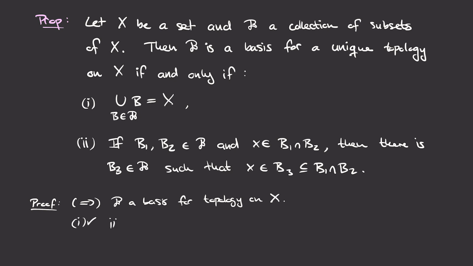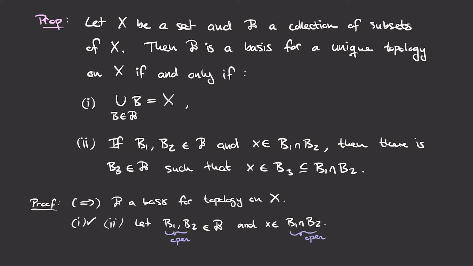Let's move on to the second condition, which says that if we have two basis elements and a point within their intersection, then there has to exist a third basis element such that X lies within this third basis element, and the third basis element is a subset of the intersection. Okay, so we let B1, B2 be basis elements, and X be a point in their intersection. Well, now we know that these guys are open, and hence also their intersection is going to be open. And now we have some point X that lies within an open set.